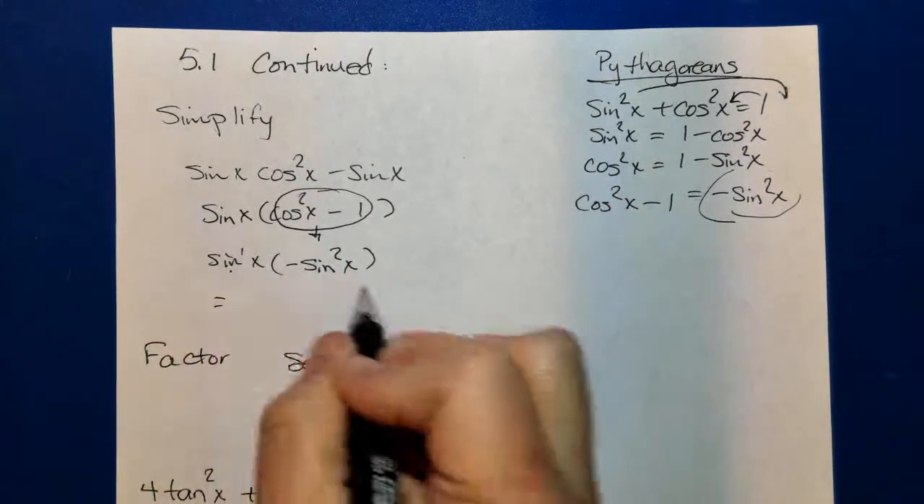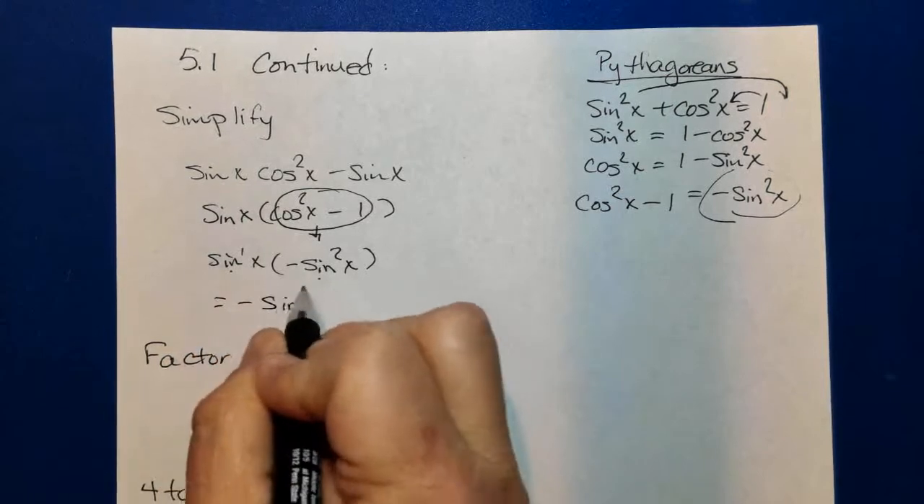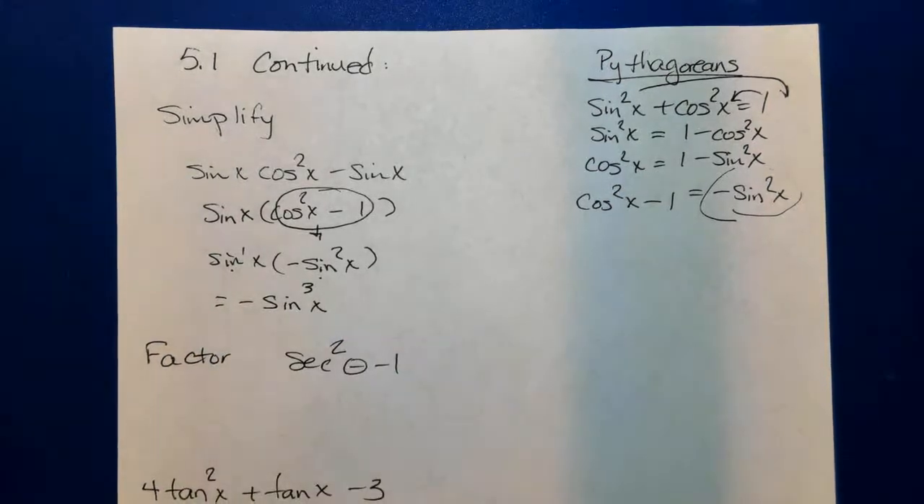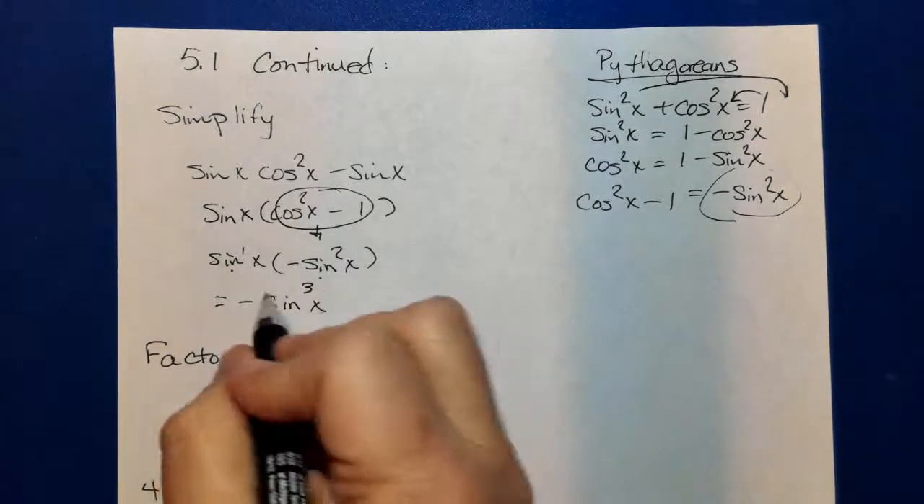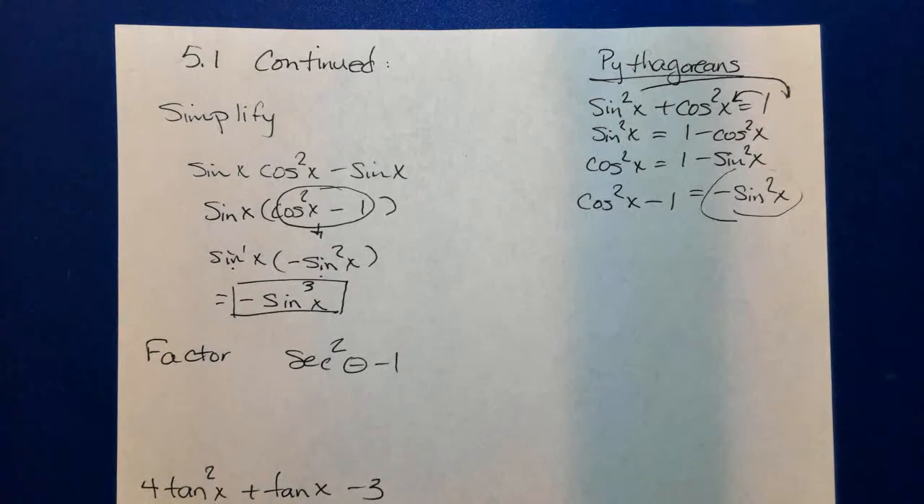Sine x times sine squared x is sine cubed x. And that is our simplified answer. Don't worry, you'll get it. Okay?